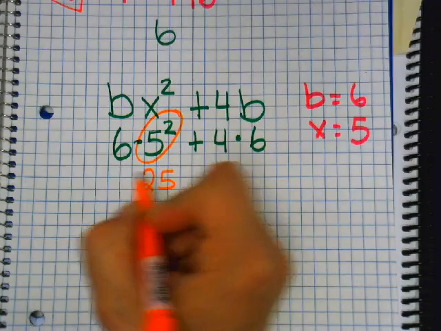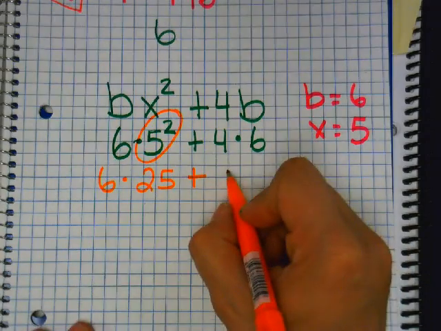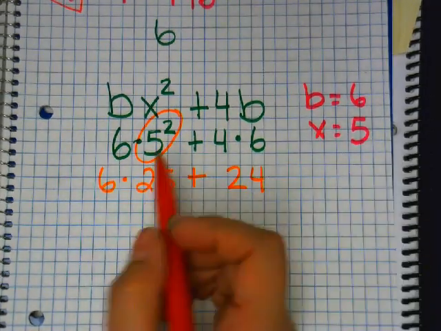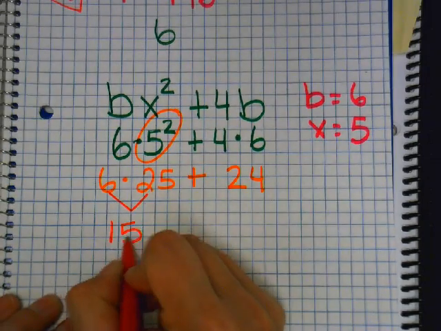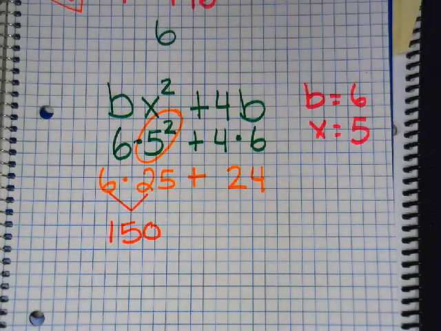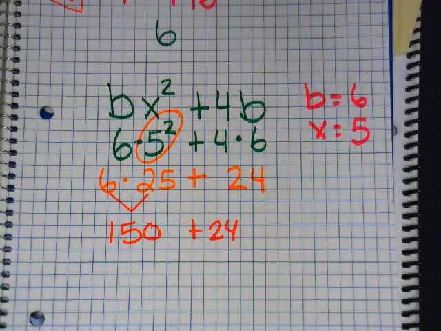25 times 6 plus, what's 4 times 6? 24. All right. Think of quarters here. You have 6 quarters. How much money do you have with 6 quarters? $1.50. So what's 6 times 25? 150. Because if 6 quarters is $1.50, then 6 times 25 is also 150. Plus 24. What's 150 plus 24? Good job.